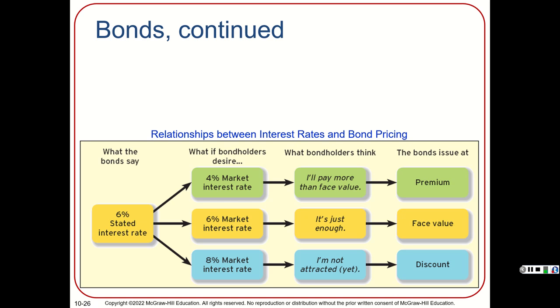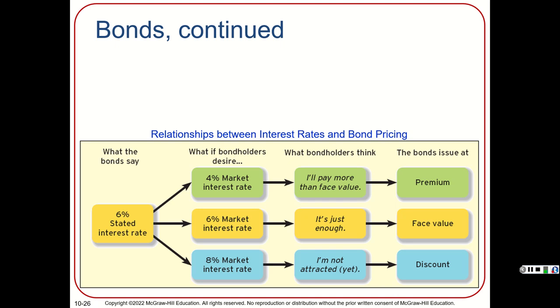If the market rate is 8%, but the stated rate on the bond certificate is still only 6%, then investors may say, well, we don't know about this. The stated rate's only 6%, but right now the market rate is 8%. I might be losing some money. So there's two situations here.